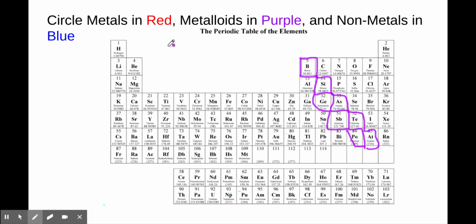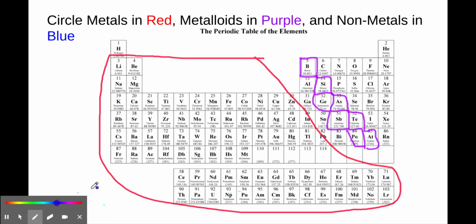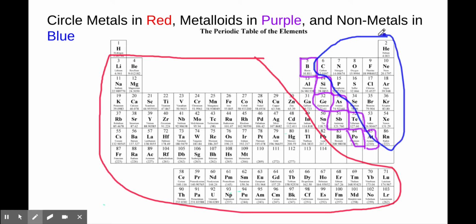Now, everything to the left of that, except for hydrogen, including this F block down here, these are all metals, right? All metals, and that includes these ones that I didn't touch with the cursor here. And that means that everything to the right, all of this over here, these are the nonmetals, and hydrogen is also a nonmetal.